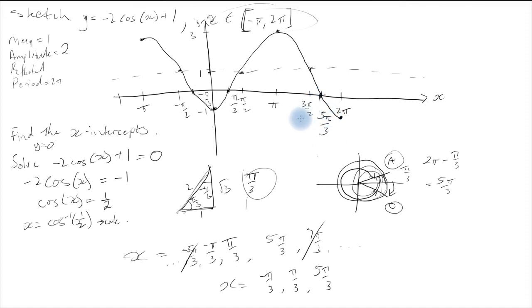So there we go, we've finished the question, as we have sketched our original equation, showing all the axis-intercepts, the mean value, the amplitude, and the period. That's very good, and we've made sure it's in our domain.